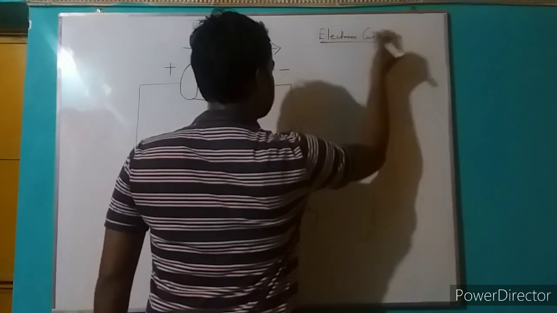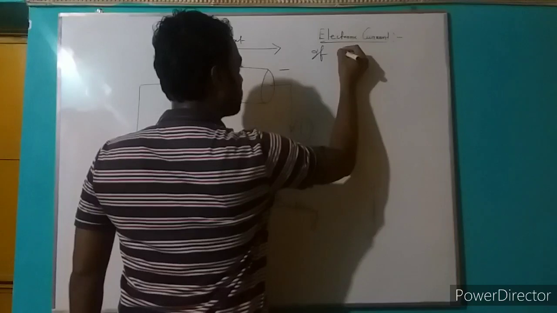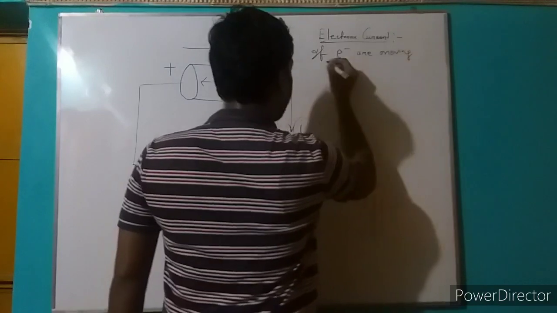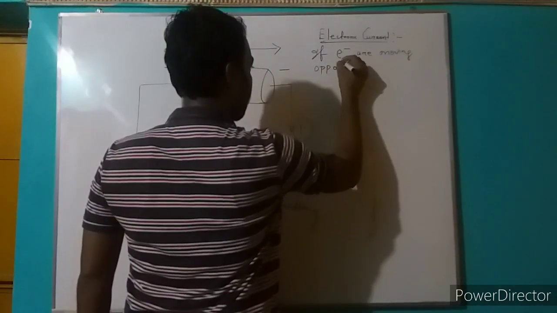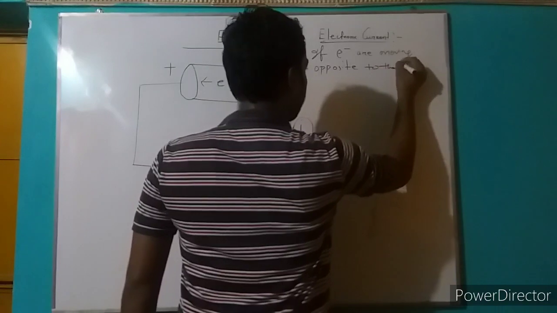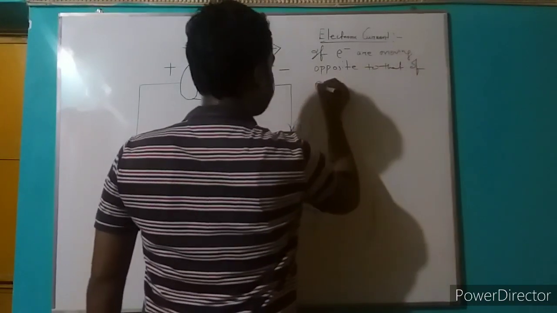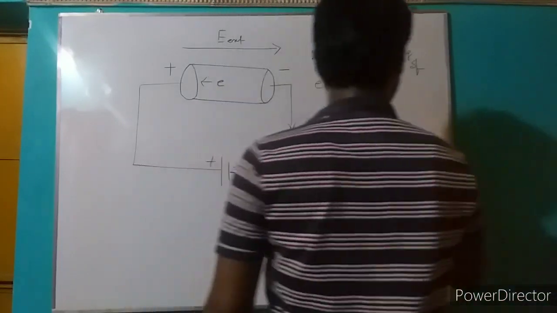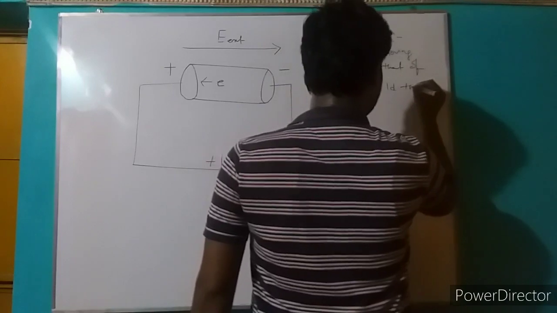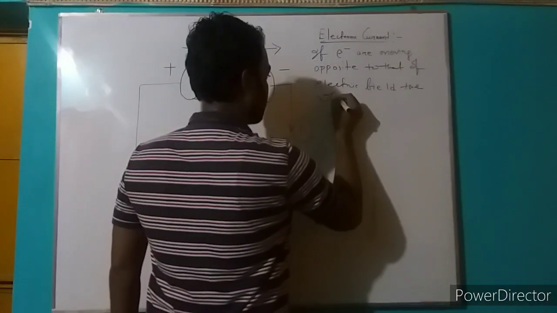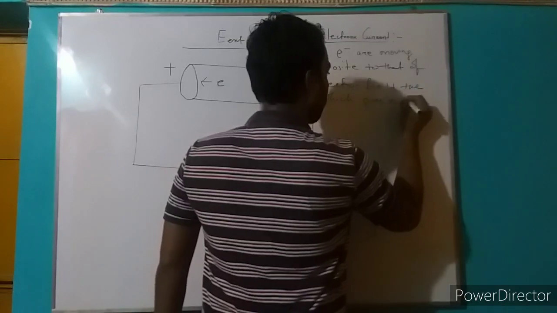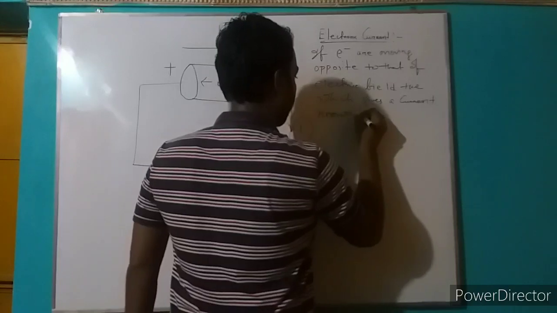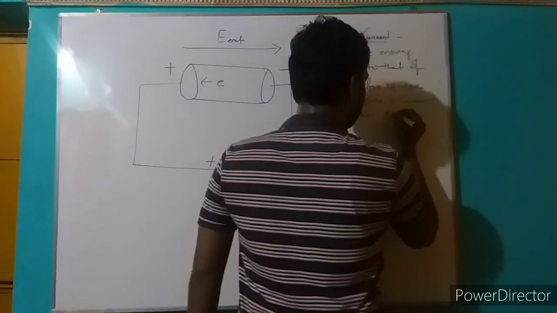What do you mean by electronic current? If electrons are moving opposite to that of the electric field, then it gives a current known as electronic current.